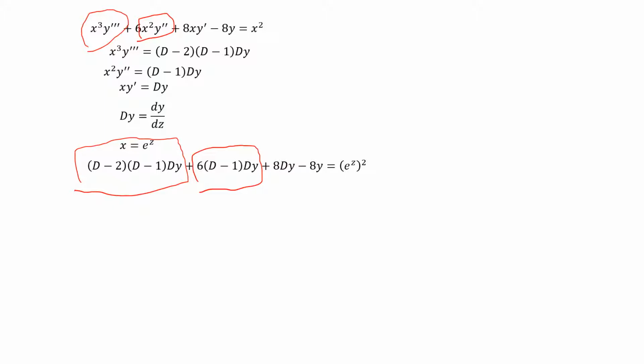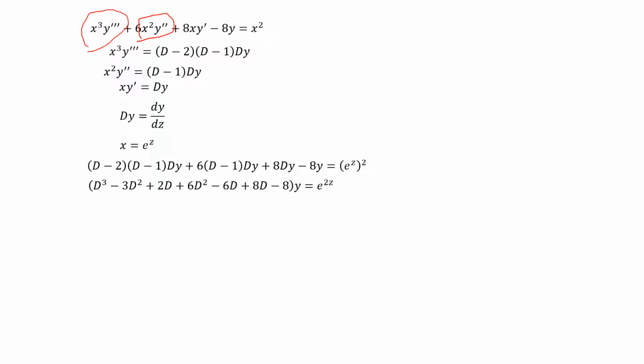8xy prime is plug 8 dy, equals, remember that our x is e to the c, therefore your x squared is what? Your x squared is e to the 2c, then e to the 2c. Now simplifying, you have what?